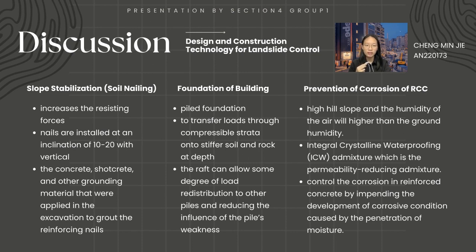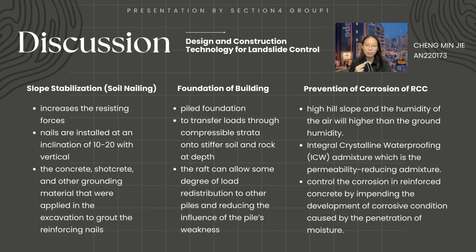The second one is the foundation of the building. The building in our case study is 40 stories on a planned slope, and this building was considered a high-risk building. The foundation of this building should use the pillar foundation, which is a deep foundation. The pillar foundation can help to transfer the load through the compressible strata to the stiff soil and rock at depth. If the foundation needs to be more efficient, we can use the pillar raft foundation, because the raft can allow some degree of load redistribution to other pillars and reduce the influence of pillar weakness.